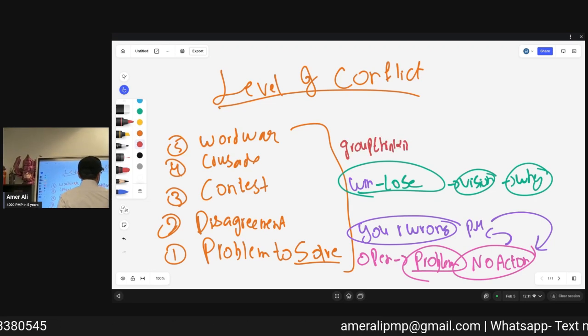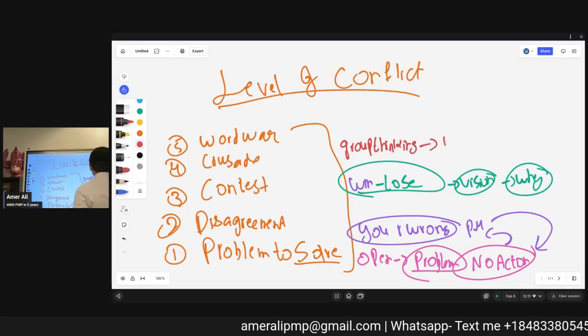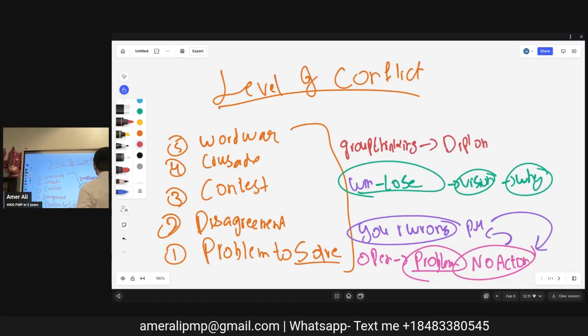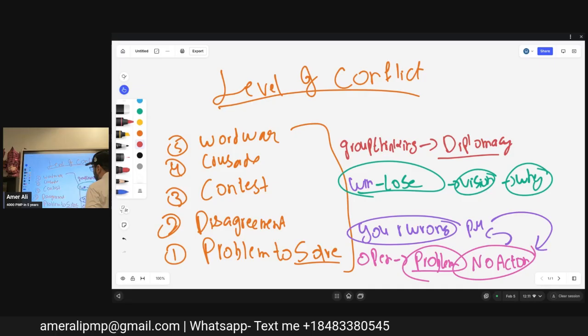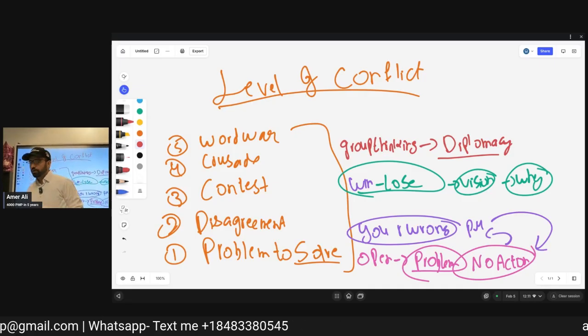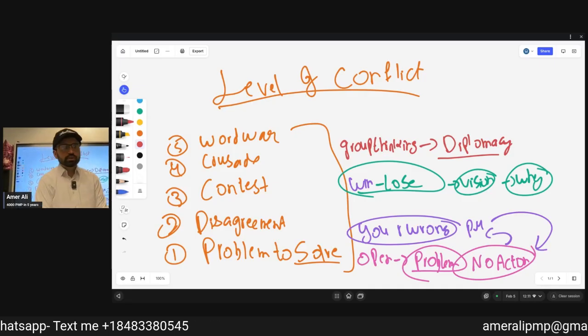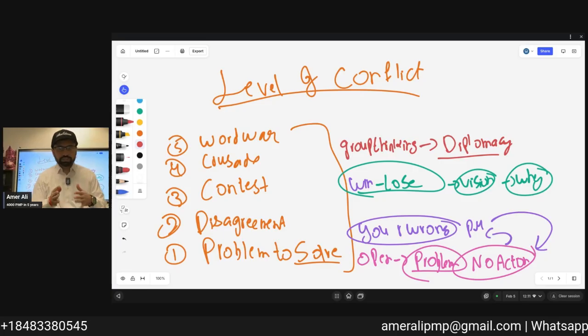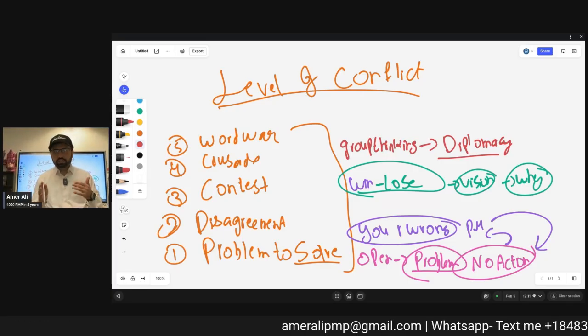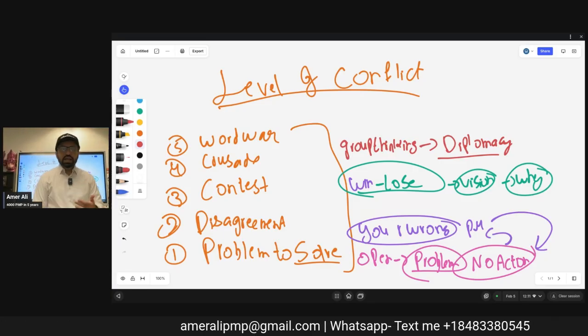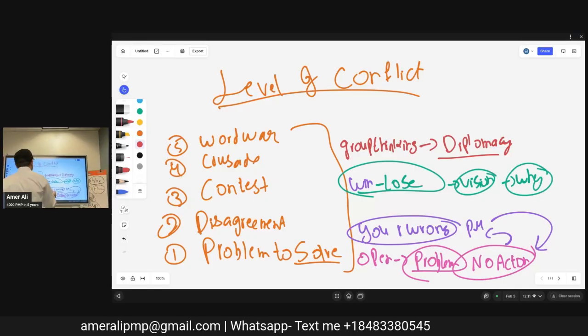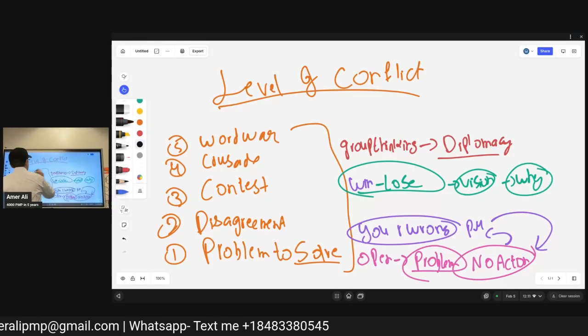You people have always done it. A very dangerous stage, because it can lead to world war. It can lead to the biggest problem. So here I need to use diplomacy. I need to break down their grouping and see how I can do that. Diplomacy needs to be used. And if that does not work, finally we reach the world war.